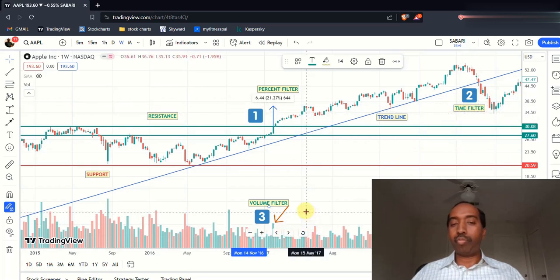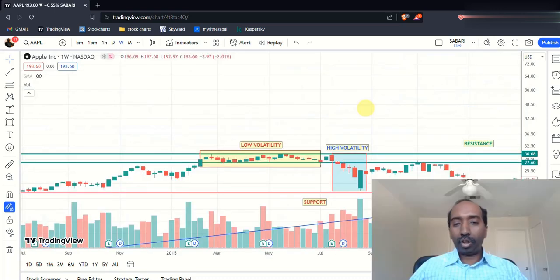Third option, when price breaks out, if volume confirms the breakout, you can see a spike here, a volume spike. If volume confirms the breakout, again it is considered as one of the confirmations, and we consider this breakout as a legitimate breakout. The filters we reviewed were price filter, time filter, and volume based filter. Why do we use these filters? To make sure to get a confirmation for the breakout.